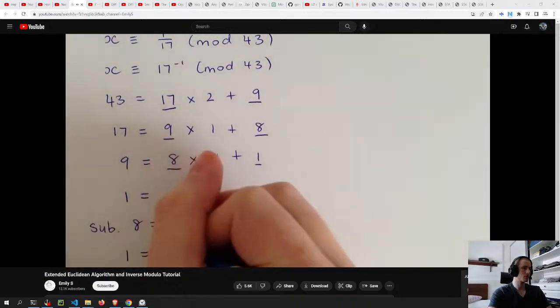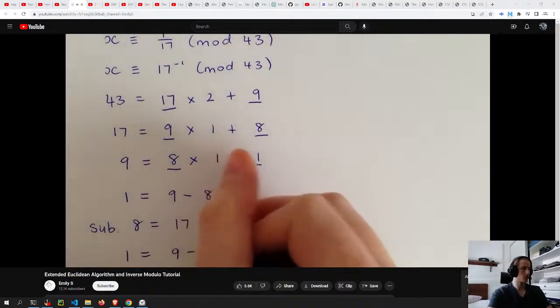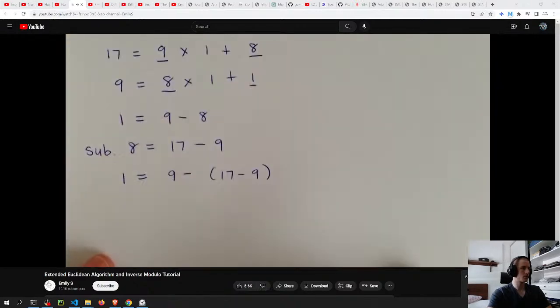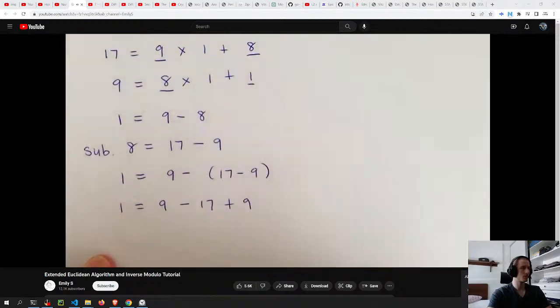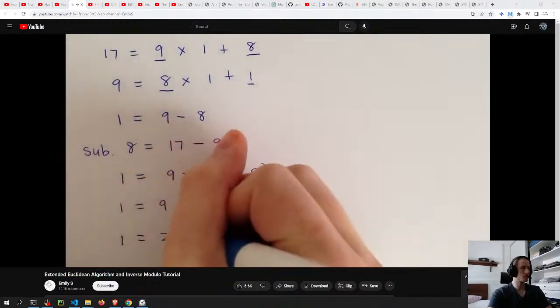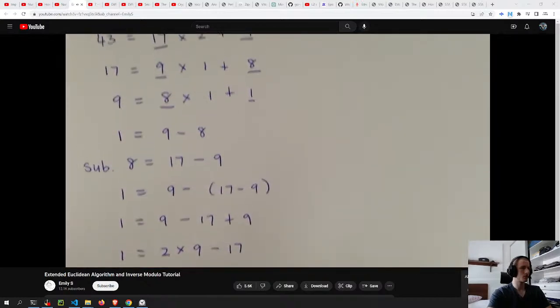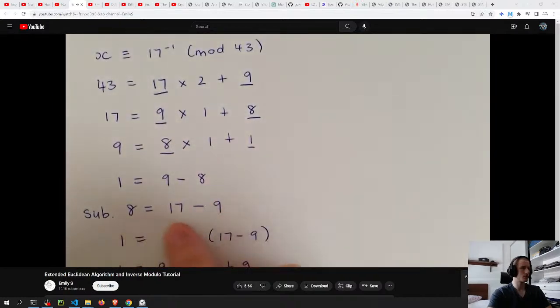So we'll get 1 equals 9 minus, where there's an 8, you want to put this 17 minus 9. And then we can just simplify that. Negative and a negative make a positive. And we can simplify that one again. We've got a 9 and a 9, so that makes 2 times 9, and then minus 17. Okay, so now we've already subbed in here this equation.